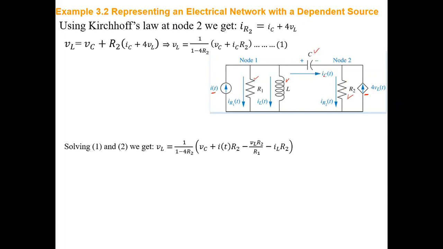So this is the current IC, the current through the capacitor, and this is IR2, the current through the resistor. This is IR1, the current through this resistor, and this IL is the current through this inductor, and this current is equal to 4 times VL. So whatever the voltage here, this is VL, right? If the voltage here is VL, the current here changes as the voltage there, 4 times VL. So that's the question given to us.